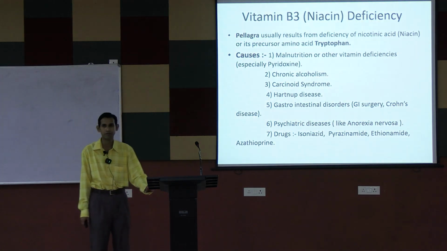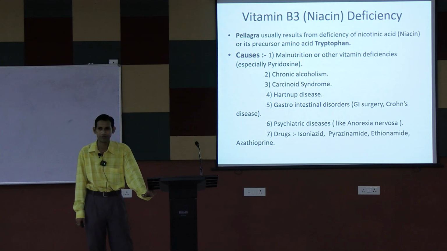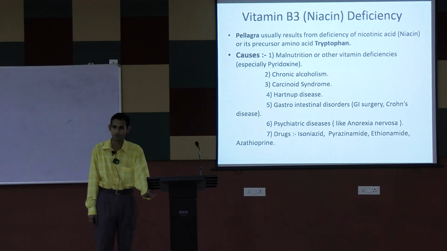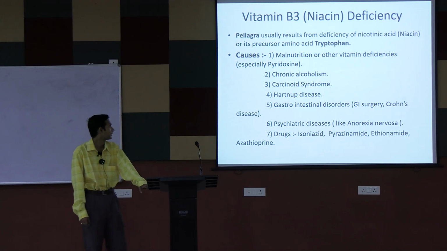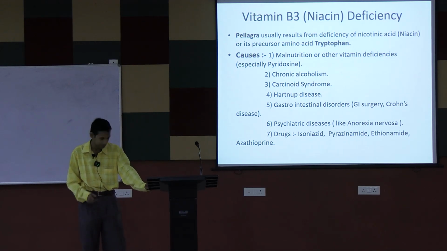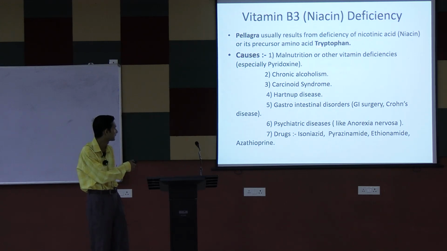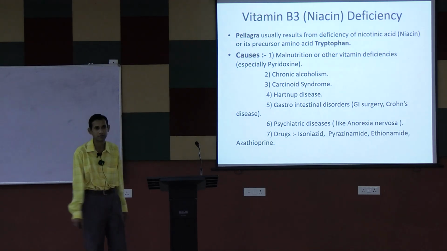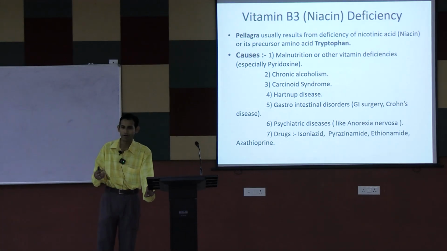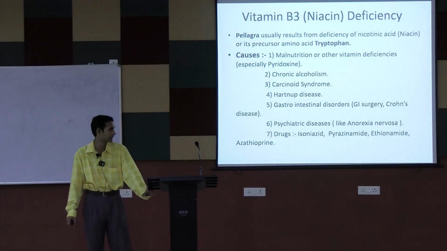Now coming to vitamin B3. Vitamin B3 is also known as niacin, and with niacin deficiency you will get pellagra. Pellagra may come as a short note also. So what is pellagra? Pellagra is usually found in niacin deficiency, particularly deficiency of nicotinic acid or its precursor amino acid tryptophan. You know that tryptophan can give rise to the production of vitamin B3 or niacin.